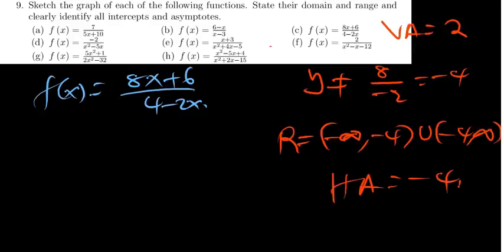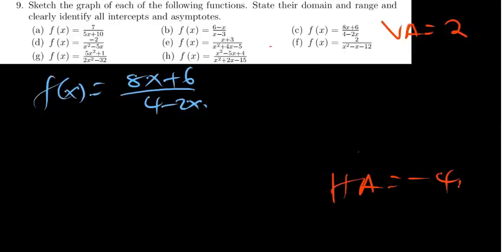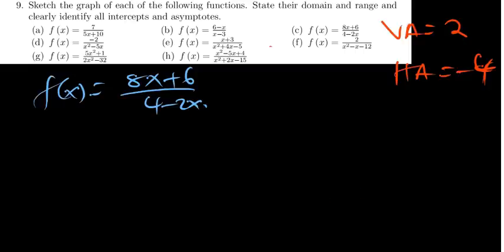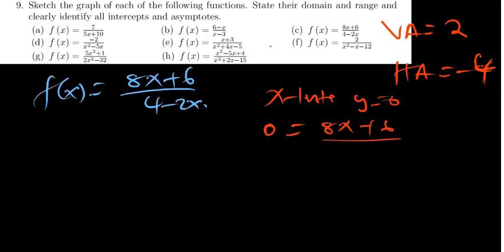So now I'm going to get rid of this and say my vertical asymptote is at 2. My horizontal asymptote is at negative 4. So I have to find the intercepts. So how do we find the intercept? To find the x-intercept, set y to be equal to 0. So it's going to be 0 is equal to 8x plus 6 divided by 4 minus 2x.